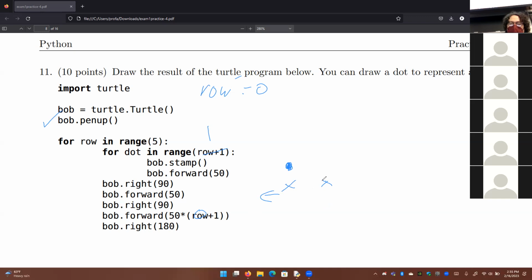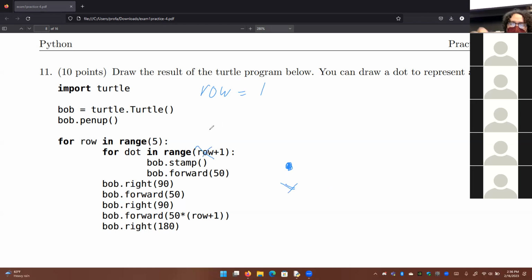Bob.right 180. I'm making this fairly straightforward by making us do a 90, a 90, and a 180 all in the same direction, which adds up to 360, which means that when we're done with this, he's facing the same way he started. What did this all do? It moved him right below his start position. Now let's clean this up a bit. We've got row equal to 1, and Bob is over here. So for dot in range row plus 1.